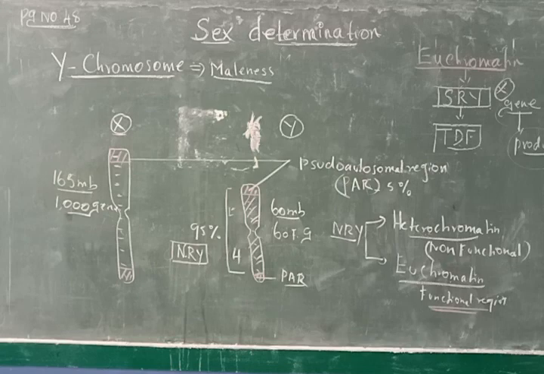Next question. XY system of sex determination is found not only in human beings but also in the Drosophila, a fruit insect. A fruit insect is called Drosophila, right? Most of the research is done in the Drosophila. And the last one, the gene which is located in and decides the testis is called SRY gene, the sex determining region of the Y chromosome.